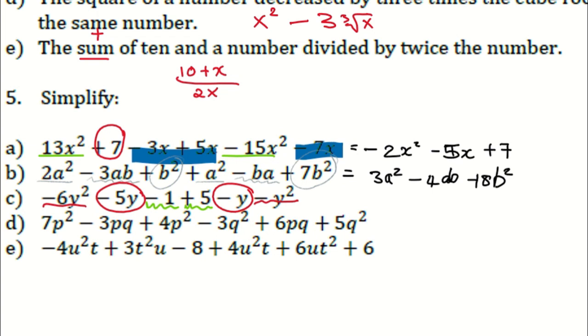Good. Let's go do the simplification there. This simplification is going to be negative 6y squared minus y squared. That equals negative 7y squared. Everyone good with that? Now we're moving on. Negative 5y minus y is negative 6y. Then negative 1 plus 5 equals positive 4.